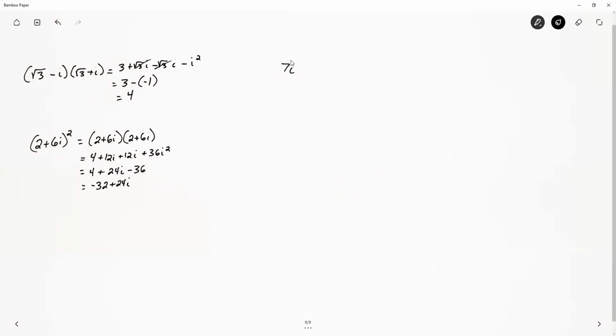So say they ask you for 7i, and they want you to write that as r times cosine theta plus i sine theta. Remember that r is equal to the square root of a squared plus b squared. In this case, 7i can be written as 0 plus 7i, where this is my a plus bi. So my r is the square root of 0 squared plus 7 squared, which is the square root of 49, which is 7. So my radius here is 7.